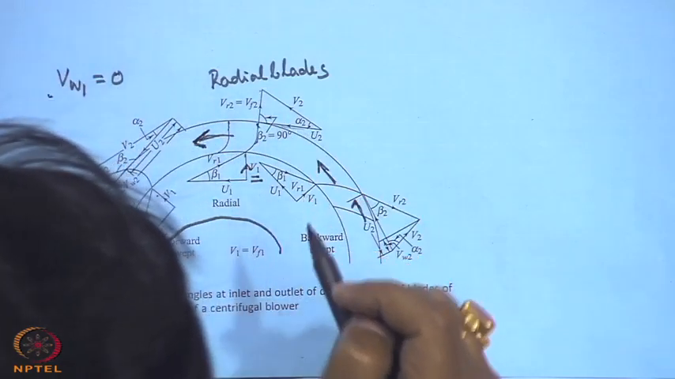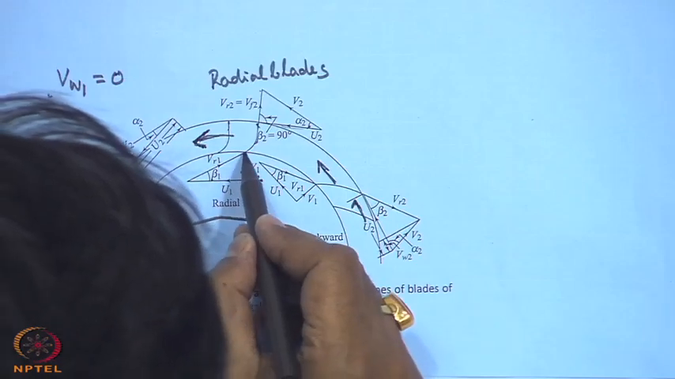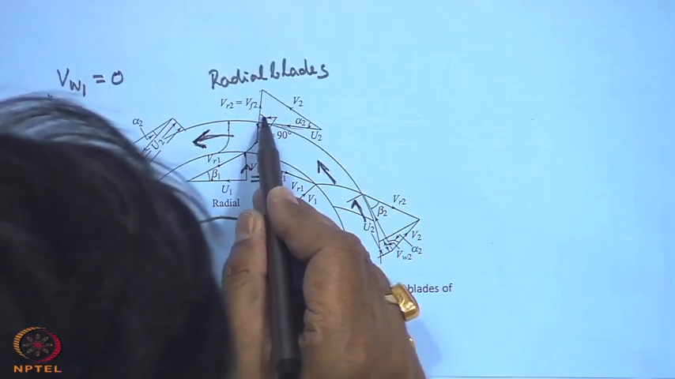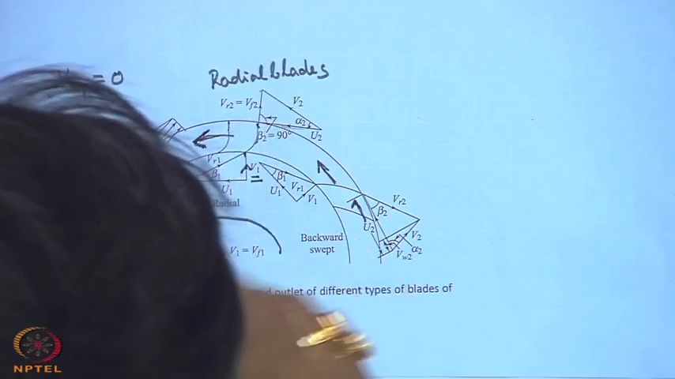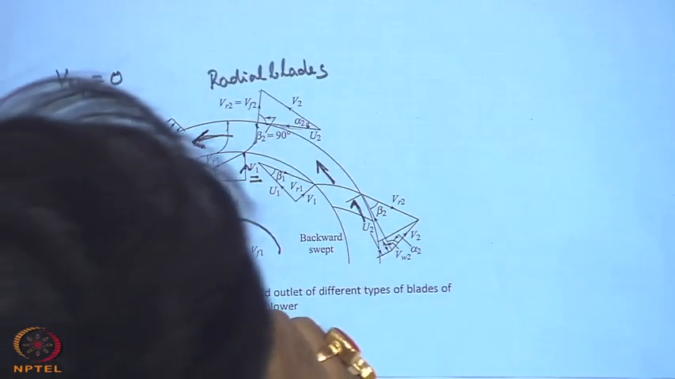Alpha 2 is the absolute velocity angle. Beta 1 is the angle of the blade at the inlet, and this is alpha 1. This is 90 degrees, this is beta 2 which is radial. And alpha 2 is the angle of the absolute velocity.